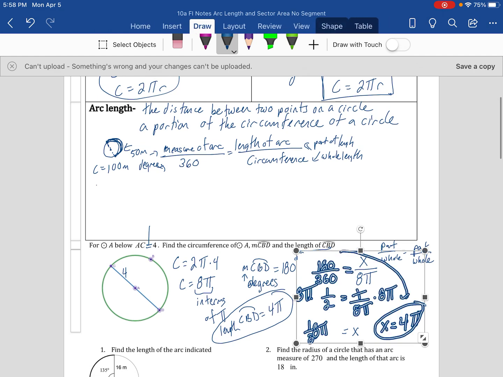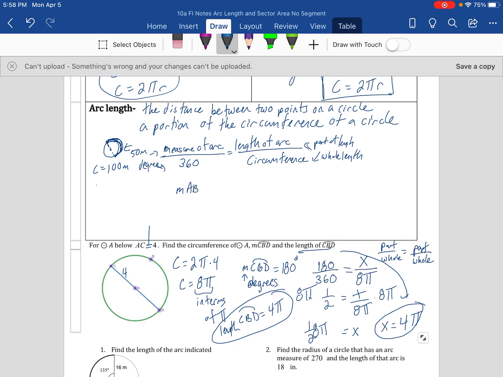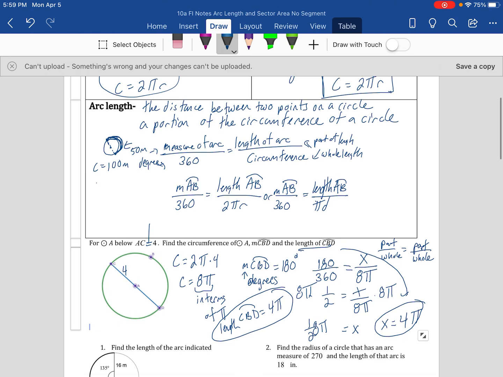So it could be the measure of arc AB over 360 is equal to the length of AB over 2 pi r. Or you could do the measure of your arc over 360 is equal to the length of your arc over pi times diameter. All said and done though, this is the proportion.